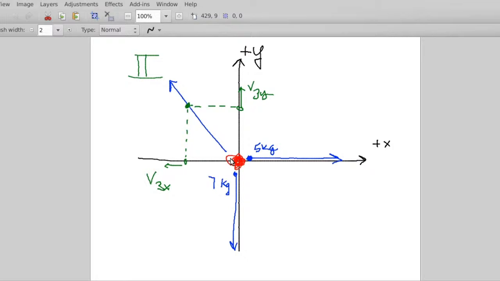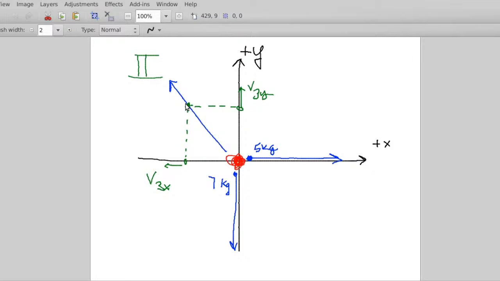Why? Because at the beginning, there is no momentum at all, and so after the explosion there should be no momentum at all. That doesn't mean the total is no momentum. It doesn't mean that the 5 kilogram piece doesn't have some momentum and the 7 kilogram piece doesn't, and then that last piece will have some momentum. But when we add them all together, it better add up to 0, because if the total is 0 before, the total has to be 0 after.